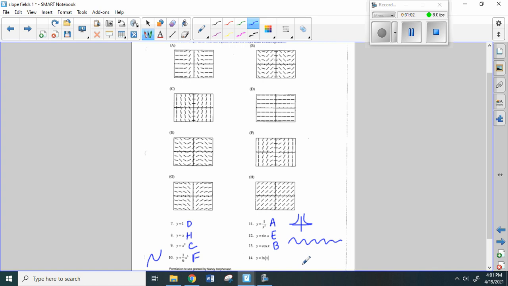And then number 14, ln of the absolute value of x, right? Well, you just have to remember what the graph of ln of x looks like. It looks like this, right? And so which one could I fit that into? And that looks most like G, right? So that's really cool. I think that's the easiest thing to do with slope fields, because slope fields actually show you what the solution should look like, okay?